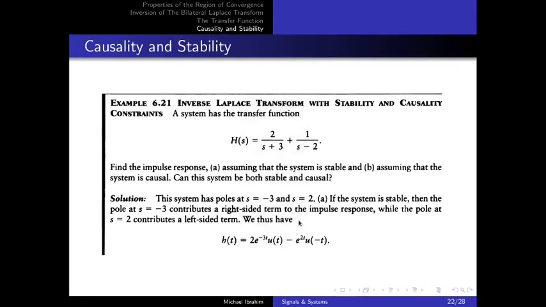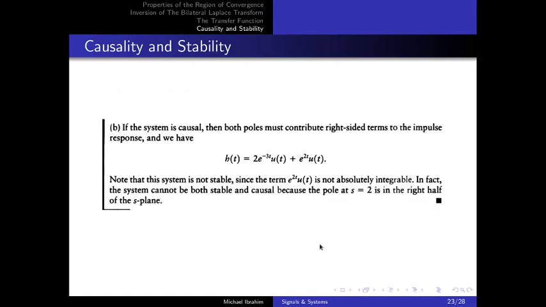So as you can see, solving for the system to be causal and stable, we will get two different impulse responses. In the first situation, when the system is known to be stable, we will have e to the minus 3t u(t) plus e to the power 2t u(-t), which is a two-sided signal, so it's not causal. In the second situation, when the system is known to be causal, it will be e to the minus 3t u(t) plus e to the power 2t u(t). It's causal, it's right-sided, but it's not stable.